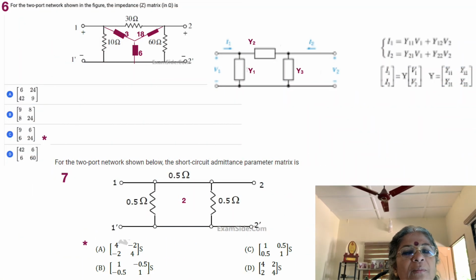So moving on to the sixth problem. We are moving quickly because there are plenty of problems in this area. So we have, for the two-port network shown in the figure, impedance Z matrices.